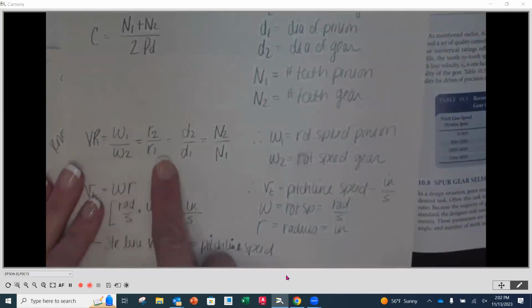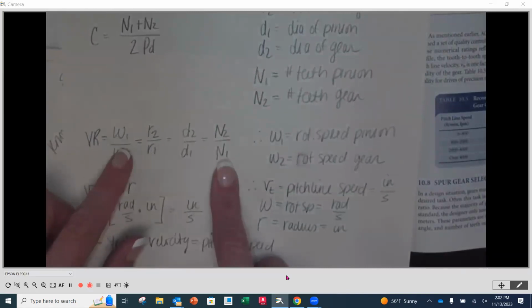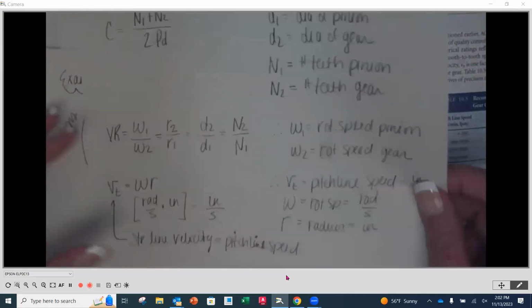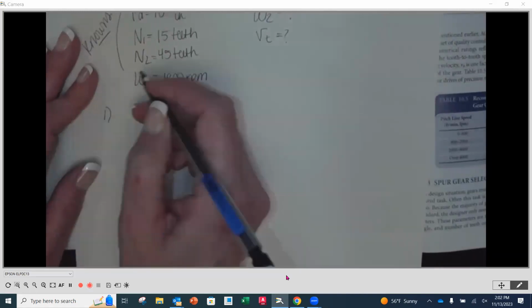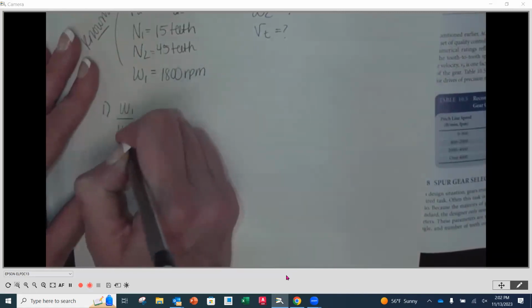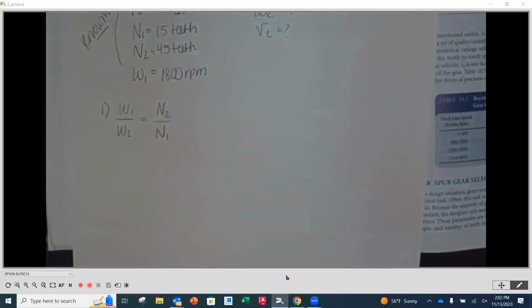So through the velocity ratio equation, we could set W1 divided by W2 equal to N2 divided by N1. Is that what you're saying? Yeah. Okay, let's go ahead and do that. So step number 1, to find our W2, we're going to say W1 divided by W2 is equal to N2 divided by N1. And that's from the velocity ratio equation. This is a relationship.